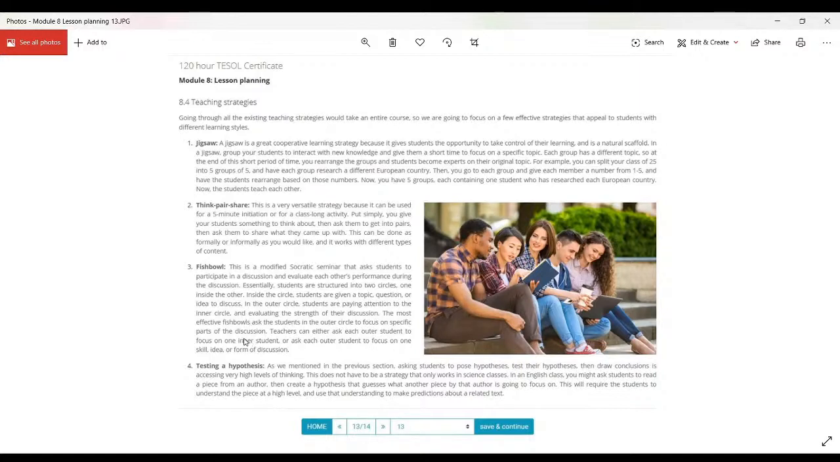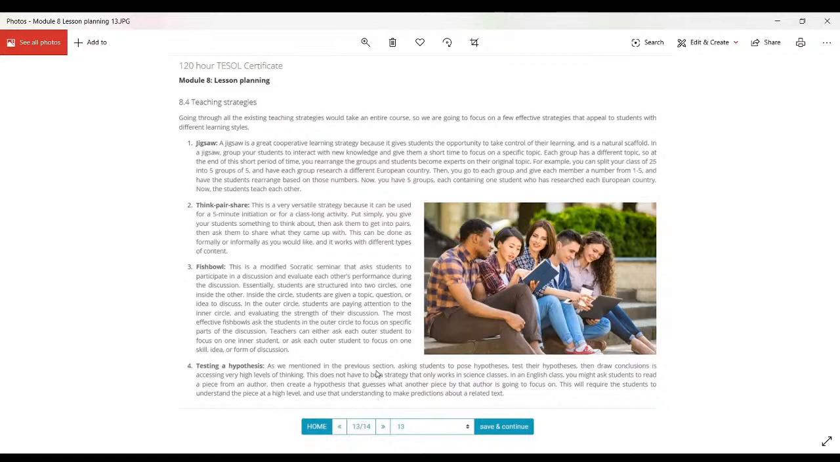The most effective fishbowls ask the students in the outer circle to focus on specific parts of the discussion. Teachers can either ask each outer student to focus on one inner student or ask each outer student to focus on one skill, idea, or form of discussion.